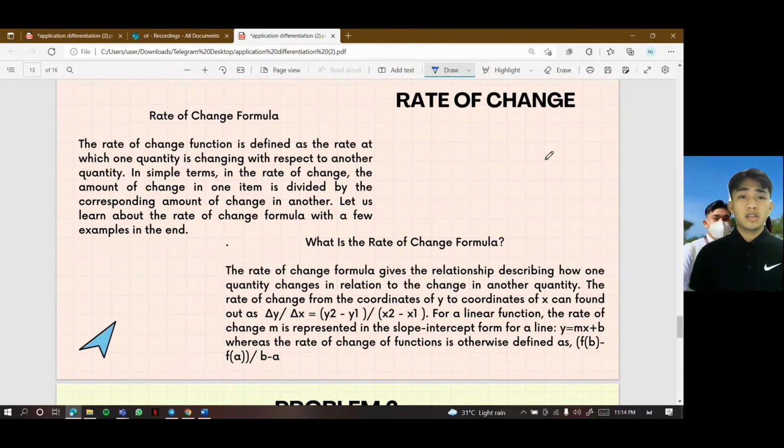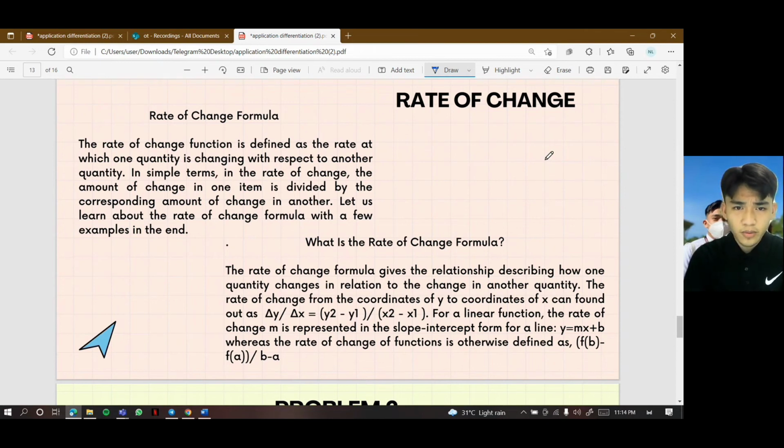Thank you, Virginia Gloria. Give me a chance again to explain about the rate of change. Rate of change formula. The rate of change function is defined as the rate at which one quantity is changing with respect to another quantity. In simple terms, in the rate of change, the amount of change in one item is divided by the corresponding amount of change in another. Let us learn about the rate of change formula with a few examples in the end.